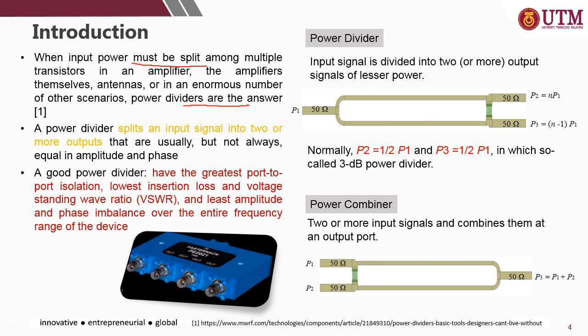So the power divider splits an input signal into two or more outputs that are usually, but not always, equal in amplitude and phase. And a good power divider has the greatest port-to-port isolation. Isolation means that one port will not disturb the other port. For example, if the transmission is from port 1 to port 2, there will be no signal traveling from port 2 to port 3.